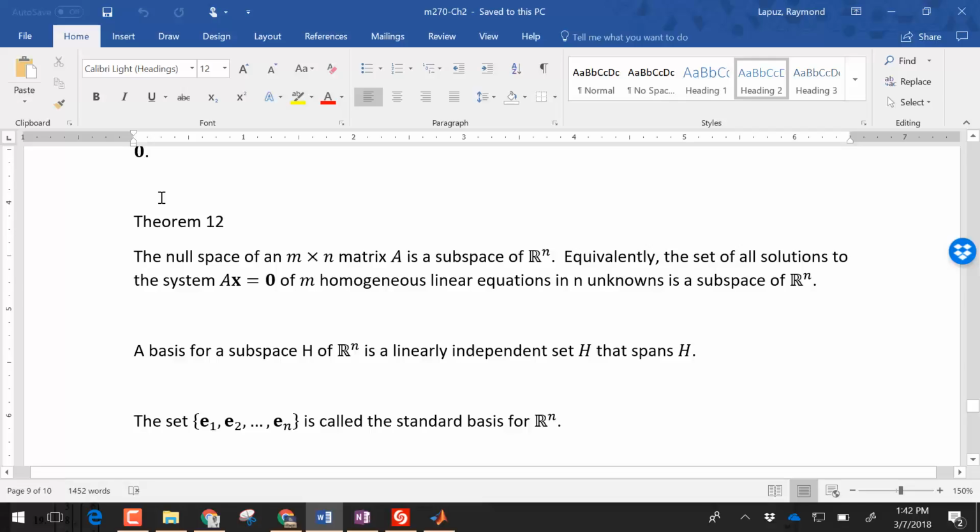No. The row lives in one. In this case, the row was in R4 and the column was in R3. So they're both two-dimensional, but they don't share the same space. They're not the same space.